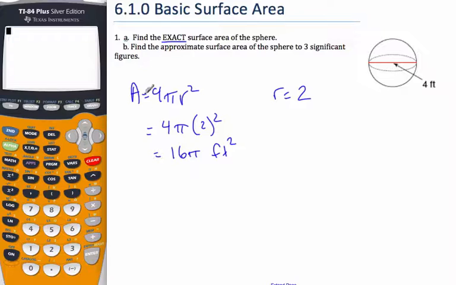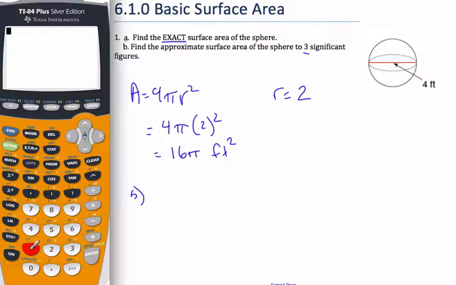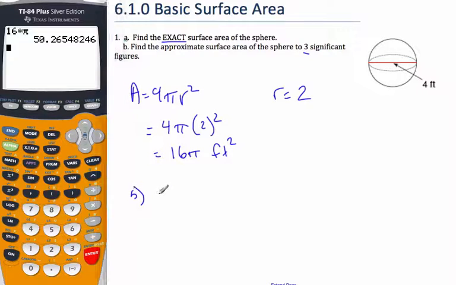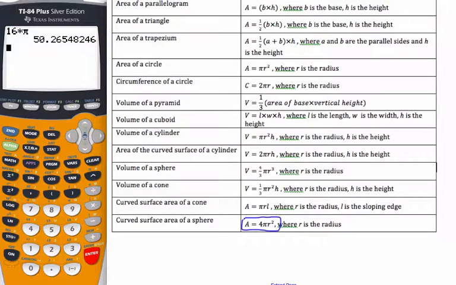Now, if I want to find the approximate surface area of the sphere to 3 significant figures, what am I going to do then? Well, I'll just have to multiply 16 by pi, and I will do that in the calculator. I have the actual pi button, so I go 16 times pi, and there is my value: 50.3 feet squared. And that is to 3 significant figures. Okay, let's try another example then.